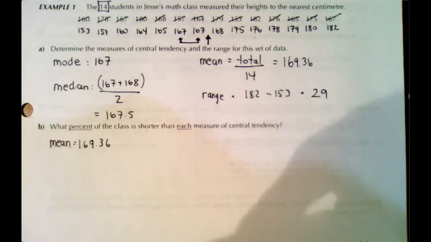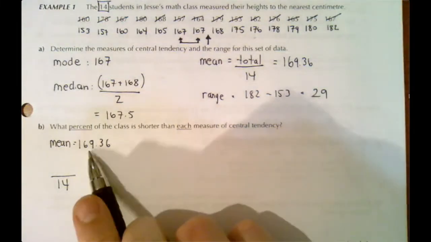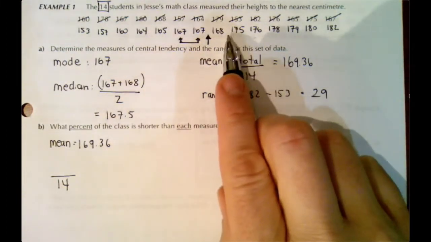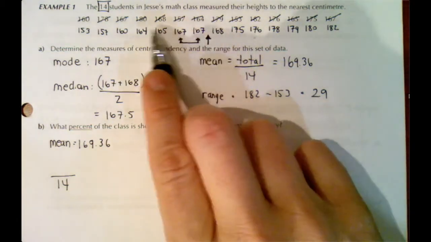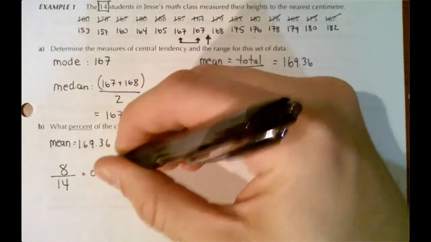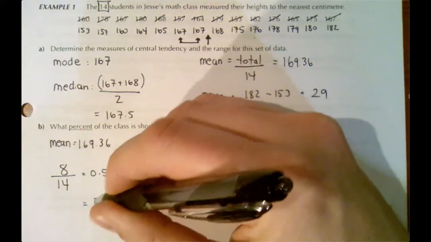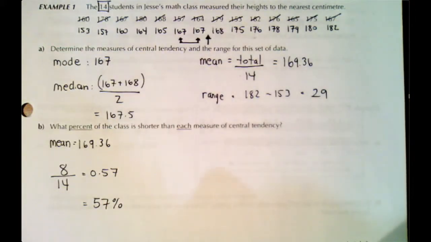Well, to figure out a percent, we need to figure out how many out of 14 are less than 169.36. Well, 169.36 would be right here. So everybody under that. So that's 1, 2, 3, 4, 5, 6, 7, 8 people. So 8 people out of 14. If we divide those, we get 0.57. As a percent, that would be 57%. So how many out of 14? Well, 8 people are less than that number.